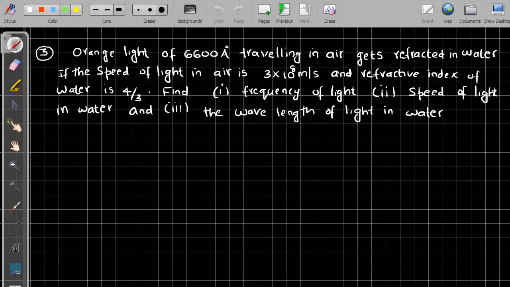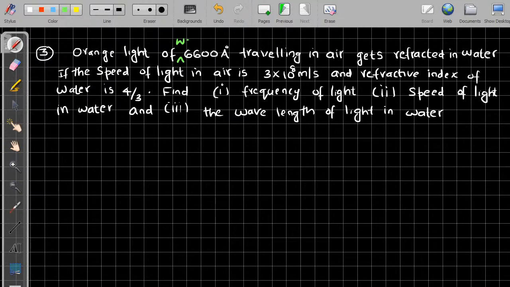This is a little bit complicated kind of question. You have to be very careful. So it's written that orange light of 6600 Angstrom. Okay. Now Angstrom is a unit of wavelength. They haven't told that this is wavelength, but here since it is expressed in the unit of Angstrom, it represents the wavelength. So if you have a doubt here, if you want, you can add the term here.